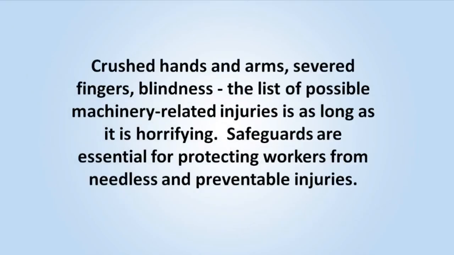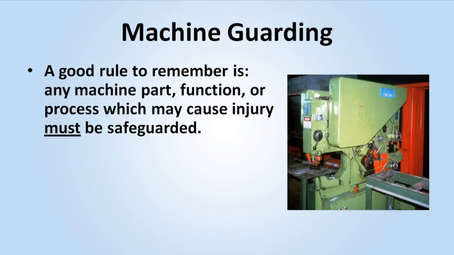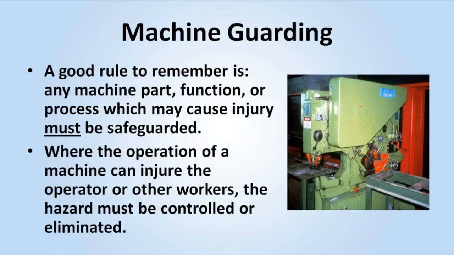Crushed hands and arms, severed fingers, blindness. The list of possible machinery-related injuries is as long as it is horrifying. Safeguards are essential for protecting workers from needless and preventable injuries. A good rule to remember is this: any machine part, function, or process which may cause injury must be safeguarded. Where the operation of a machine can injure the operator or other workers, the hazard must be controlled or eliminated.